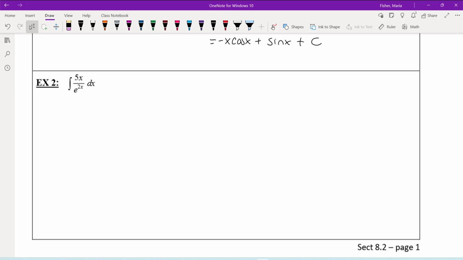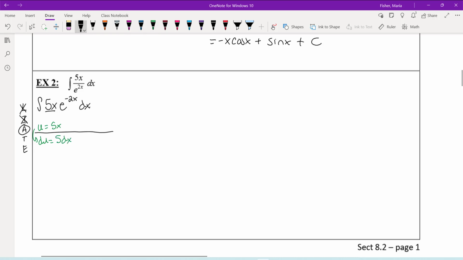To rewrite this as a product, I can write it as the indefinite integral of 5x times e raised to the negative 2x dx. Now I use LIATE to determine what u should be. Well, I don't have a log, I don't have inverse trig, but I do have algebra, so my u is going to equal algebra. If my u is equal to 5x, I'm going to go ahead and find the derivative. The derivative du would equal 5 dx. Everything that's left over is my dv, so my dv is my e to the negative 2x dx. Now I need to integrate that.